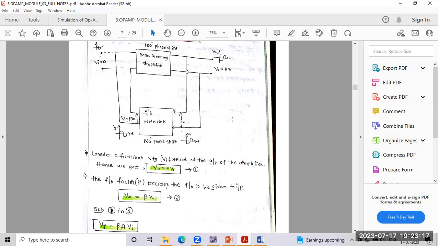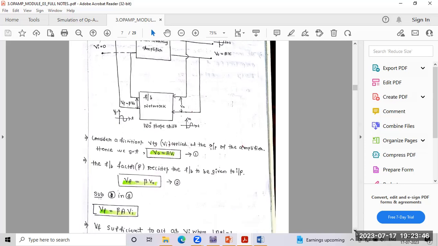Now this feedback voltage is fed to the basic inverting amplifier. Here I'm not going to give any external input supply for this basic inverting amplifier. The feedback voltage VF will act as the input voltage, VF equal to Vi, for this basic inverting amplifier. That is the beauty of this RC phase shift network. Here we are not going to use any input supply.